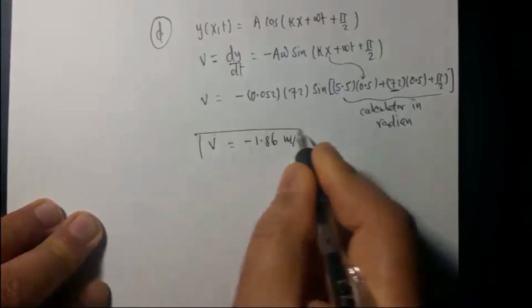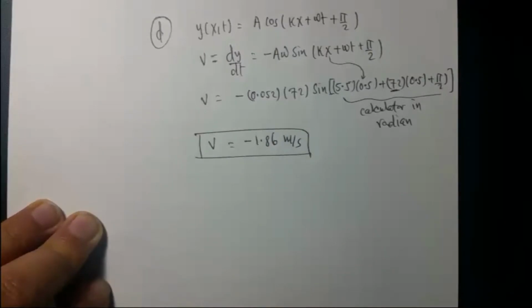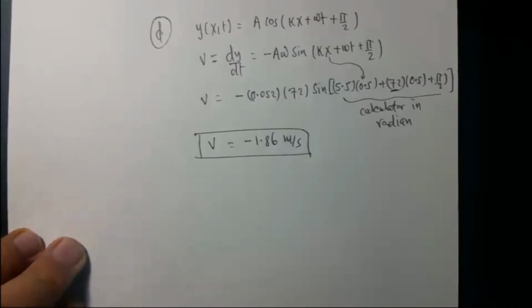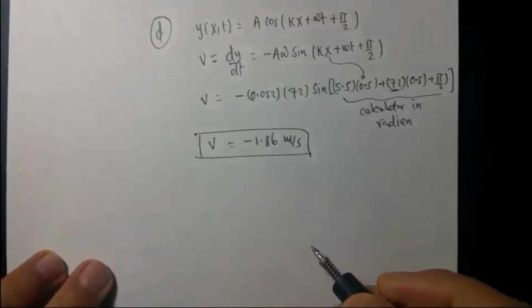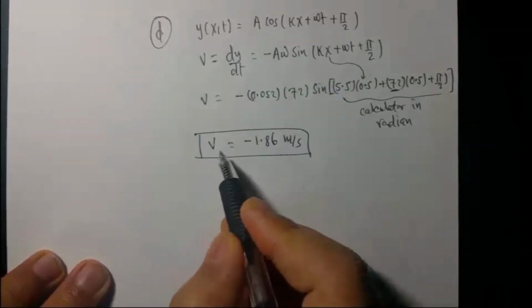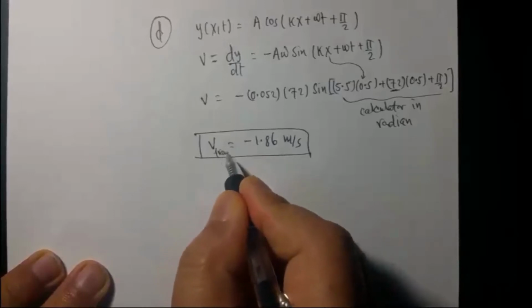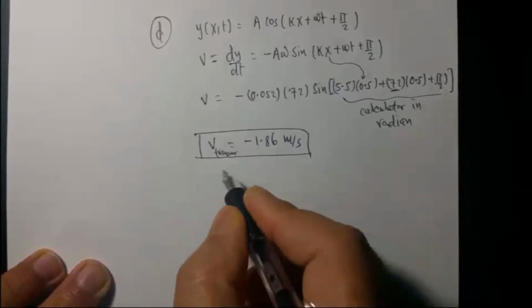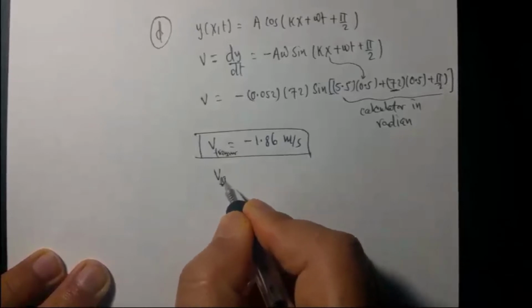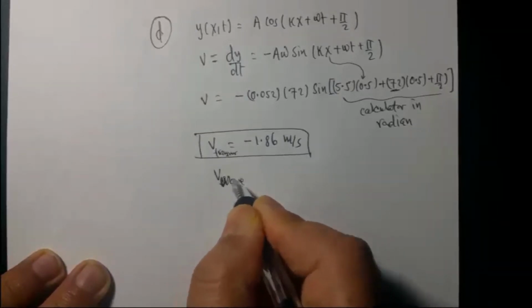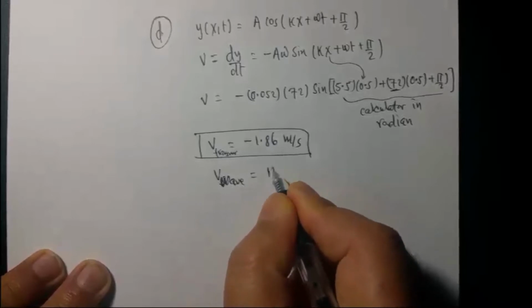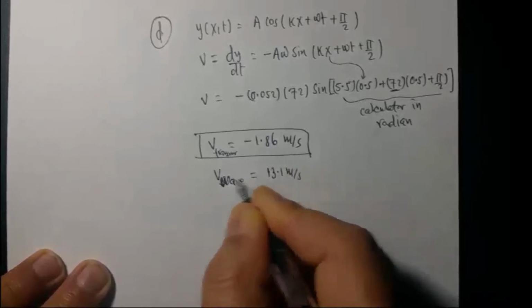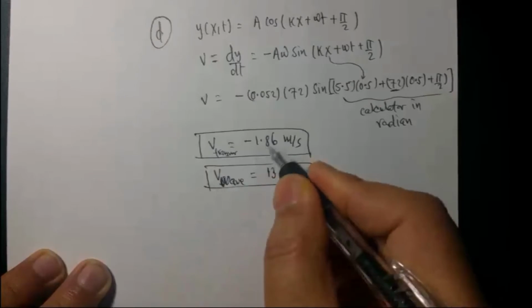So that particle in the medium has a velocity of negative 1.8286 meters per second at half a meter distance at half a second. And this transverse speed could be completely different from this wave speed, right? The wave speed was 13.1 meters per second, way different. These are two different things.